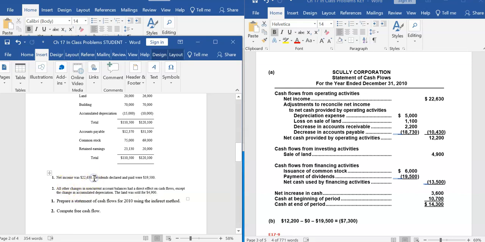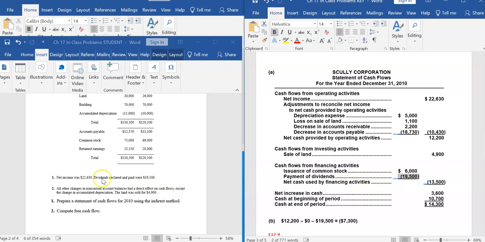In addition to that, we don't have any other investing activities. However, they did tell us that dividends declared and paid were $19,500. So we are going to show a payment of dividends, and paying dividends on our own stock is a financing activity. So that will be reported in the financing activities section. It is reported as a cash outflow because we paid dividends. That's why we're seeing it as a negative amount here.